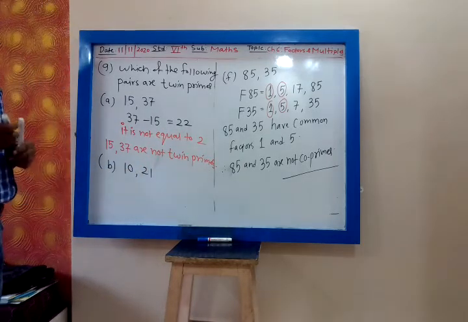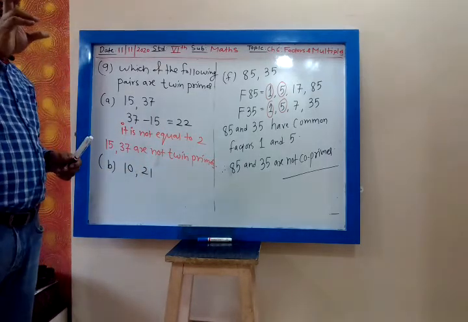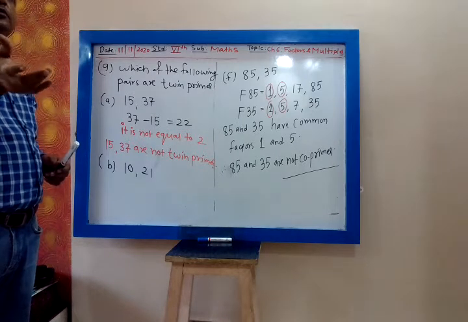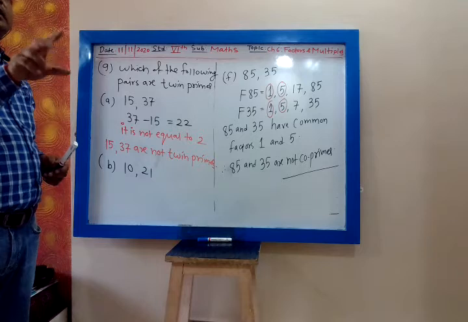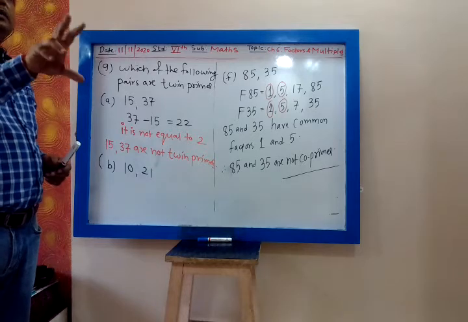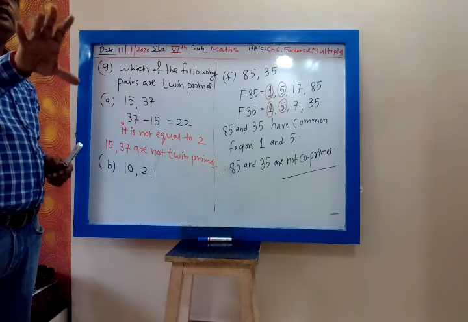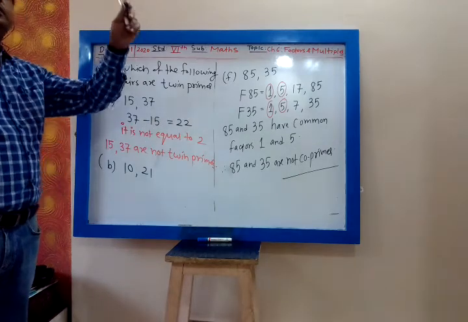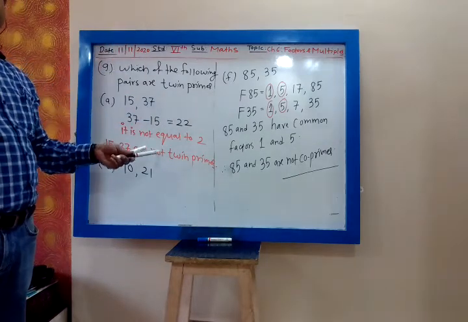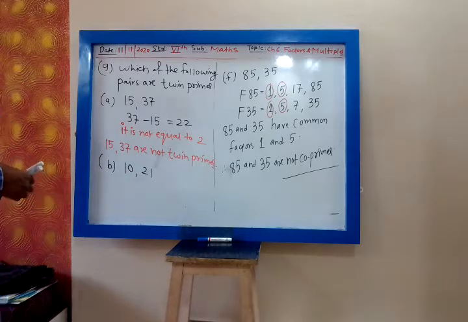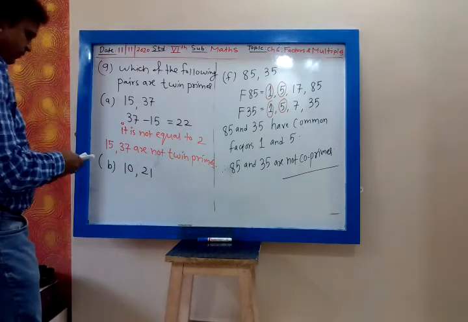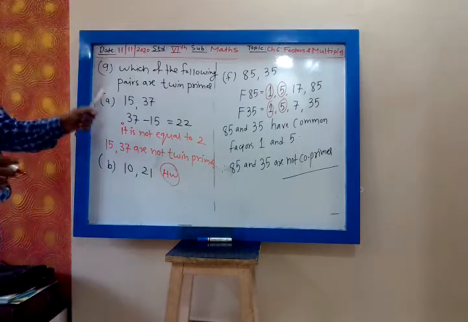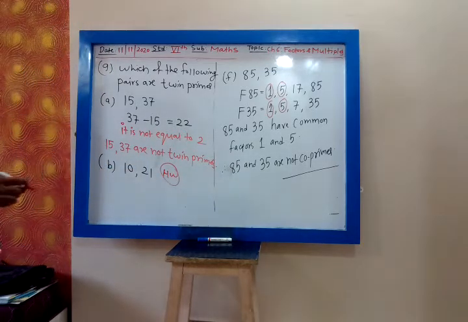B. For co-prime you have to find the common factor, and for twin primes you have to subtract both the numbers, larger number minus smaller number. If the answer comes 2, then they are twin primes. But here the answer comes 22, and 22 is not equal to 2, so they are not twin primes. So B will be homework. The answer should come 2, then only they are twin primes.